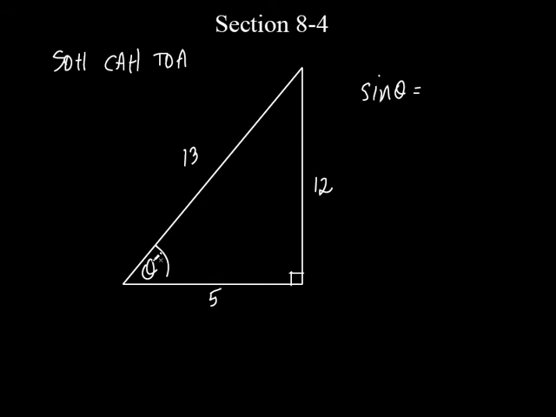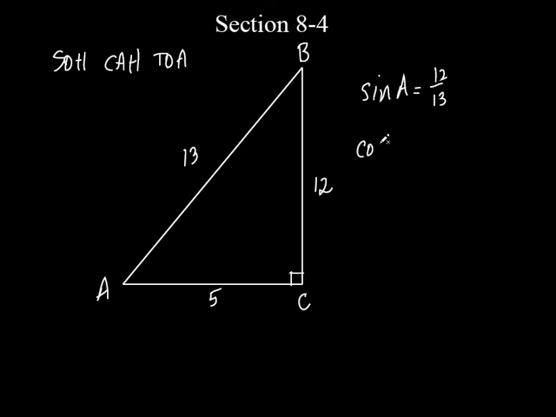Opposite of what? Opposite of the angle right here, okay? I could have another angle up here, couldn't I? But I'm talking about this angle right here. Instead of the theta thing, we'll just call this ABC. All right, so if I said, what is the sine of angle A, it'd be the opposite over the hypotenuse, and it would be what? 12 over 13.